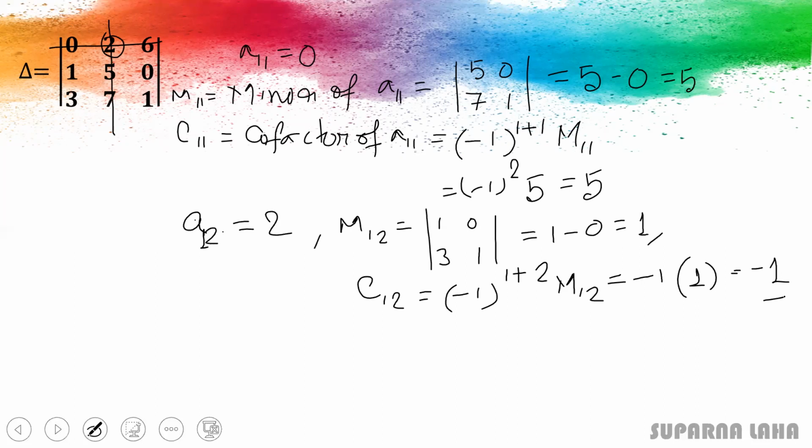So that's why this minus sign comes whenever we are expanding a determinant of order 3. When we are expanding the determinant with respect to the first row, in the second term, this minus is coming from here.